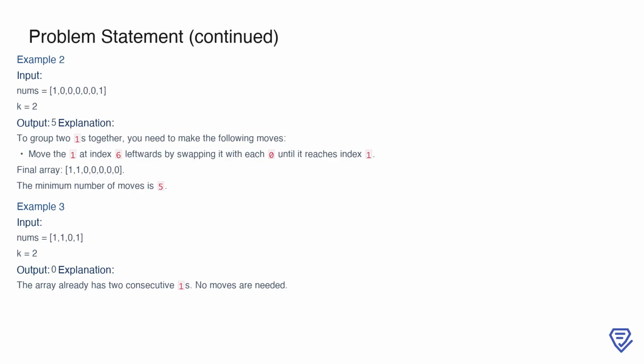Now consider a simpler case where nums is 1, 1, 0, 1, and k is 2. Here, the array already has two consecutive 1s, so no moves are needed. As a result, the output is 0. These examples highlight the variety of scenarios you may encounter and the importance of counting only the necessary swaps.